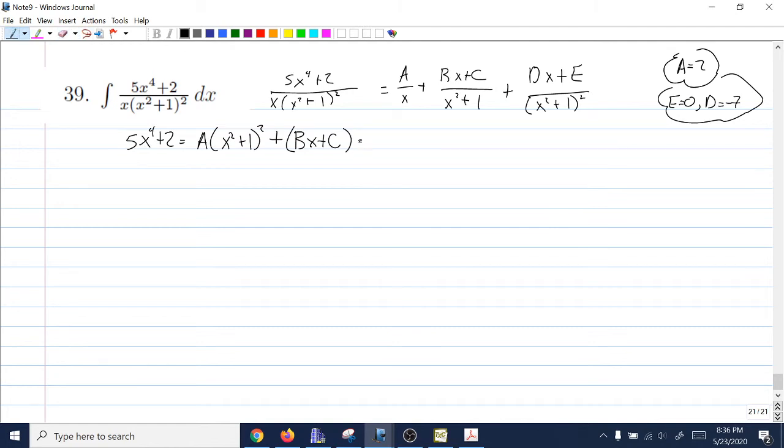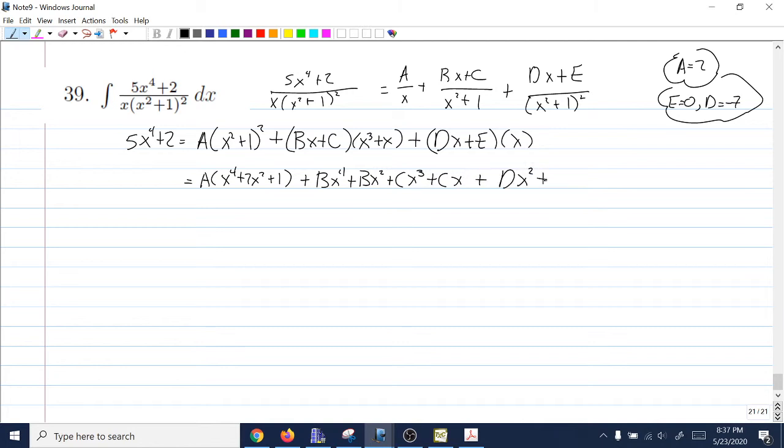I might as well FOIL that out. That's x cubed plus x. What's dx plus e getting multiplied by? That one's way easier. You're just getting the leftover x because you have the most canceling of all. Okay, this is going to be a times x to the 4th plus 2x squared plus 1. This is going to be bx to the 4th. Outside is bx squared. Inside is cx cubed. Last is cx. You're going to be dx squared plus ex.